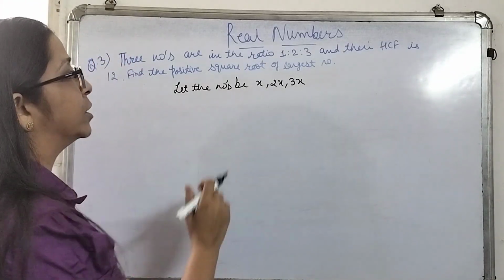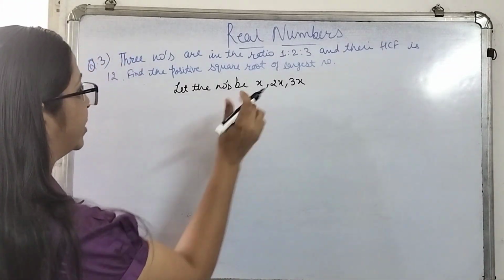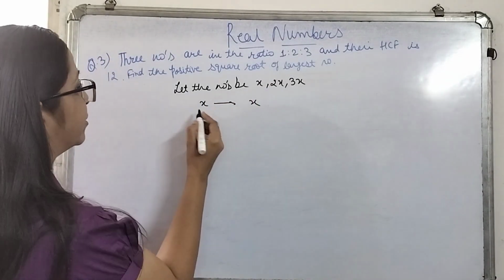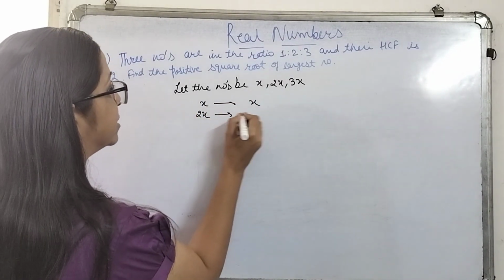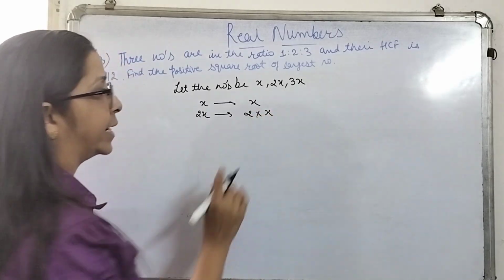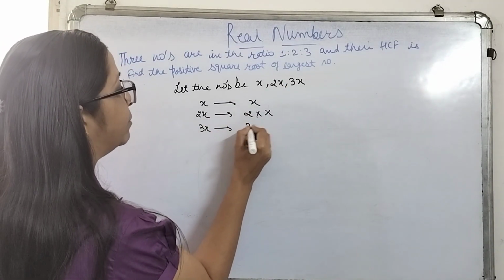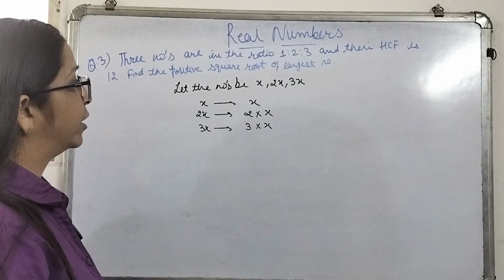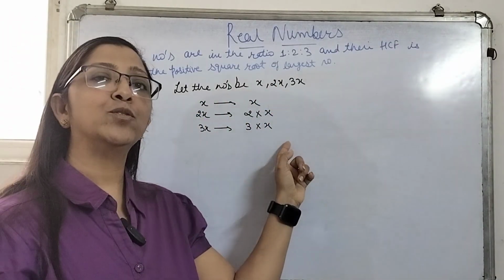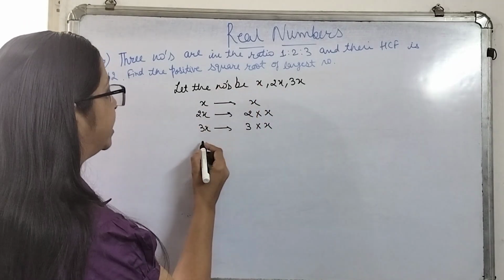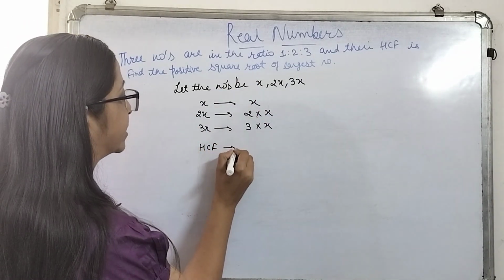If we do the prime factorization of these numbers, we can see that x can be written as x only. Prime factorization of 2x can be written as 2 multiplied by x, and prime factorization of 3x can be written as 3 multiplied by x. Looking at the prime factorization of all three numbers, we can see that the HCF of these three numbers will be x.